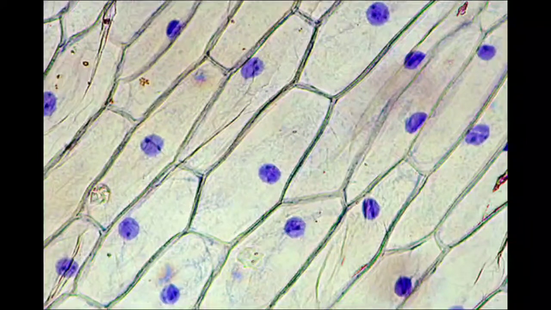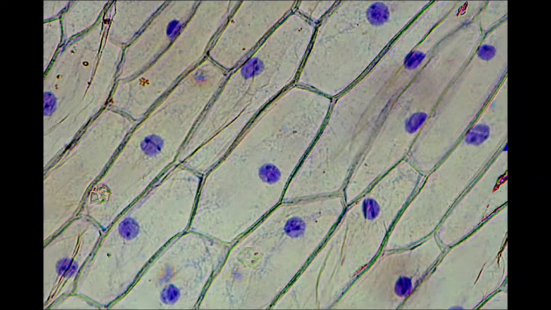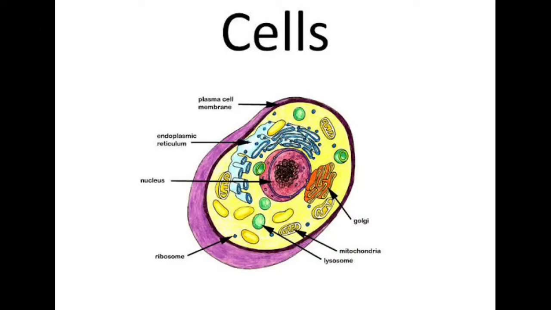Now we are continuing. Cell. Cell is the structural and functional unit of the body of an organism. What are the parts of cells? The parts of cells are cell membrane, cytoplasm, and nucleus.